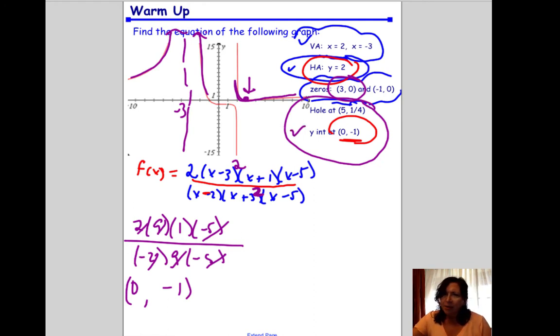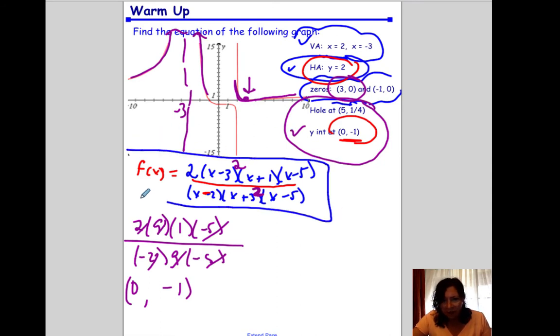Lastly, just to be 100% certain, I would need to plug in the values for my hole. Remember, if I plug in 5 to my original equation without canceling those out, this would give me indeterminate form, meaning I'd have 0 over 0, not going to give me 1/4. So what I need to do is cancel those out. You have to simplify, basically.